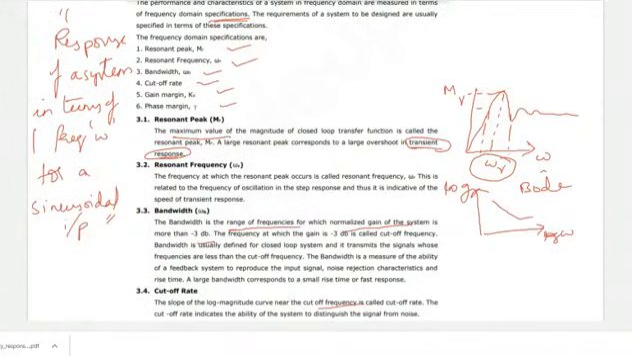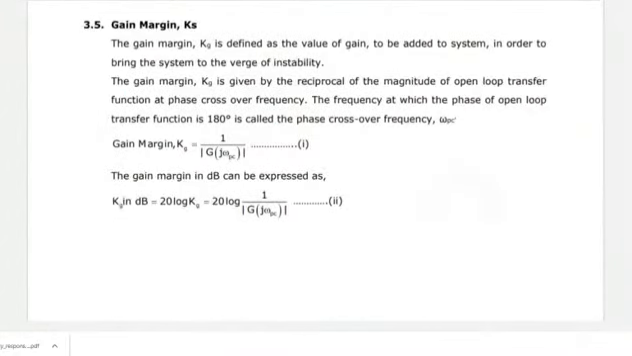Okay, let us move on to the next important specification of frequency response analysis, and that is your gain margin Kg. Gain margin Kg is defined as the value of gain to be added to the system in order to bring the system to the verge of instability.